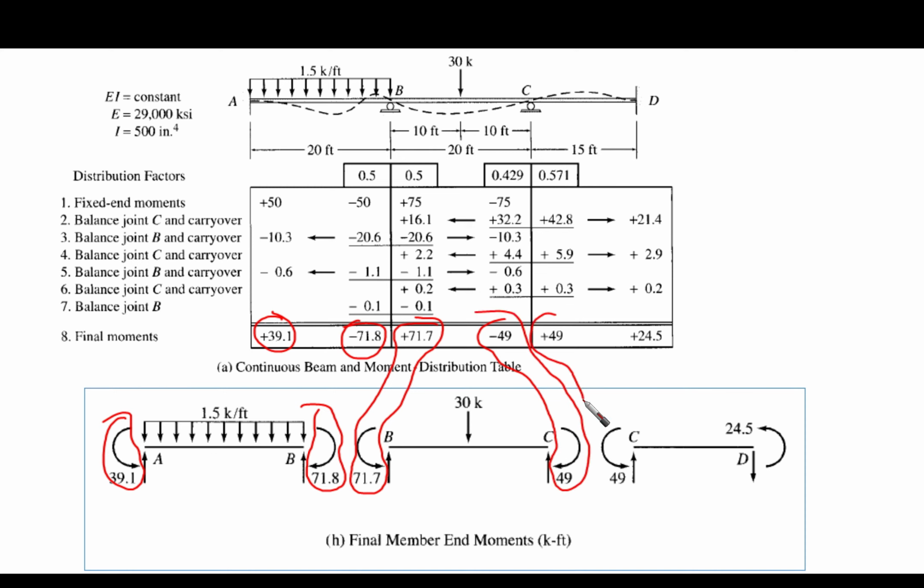Here also this is the same. Yes, it is counterclockwise because it's positive. And the final one is going to be this value, which is 24.5, which is positive. This is what we are ending up with, the member end moments. This is the member end moments.